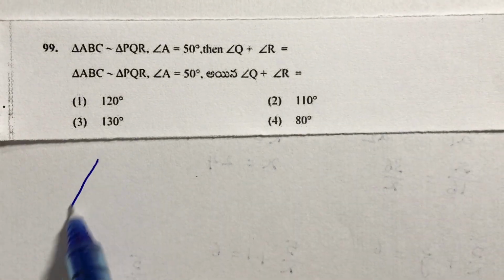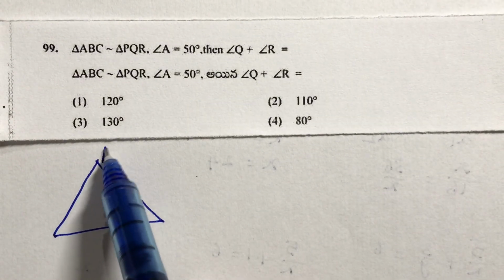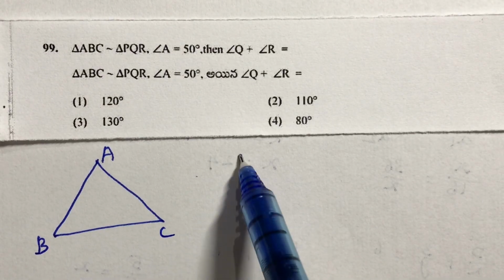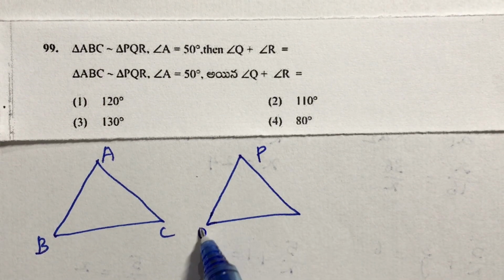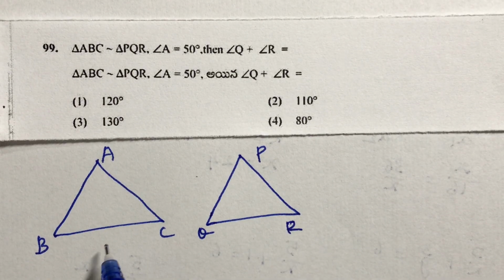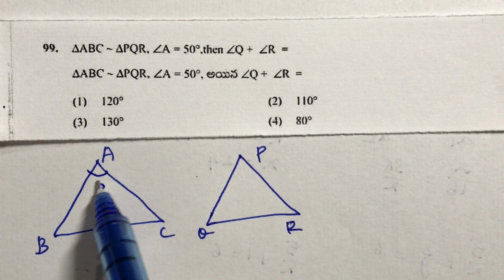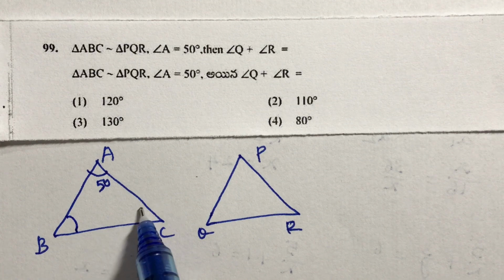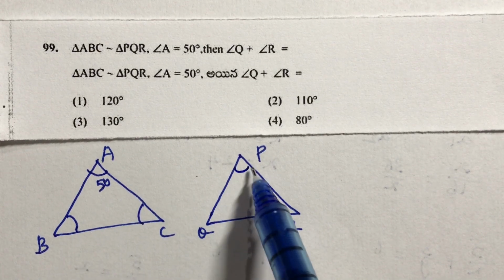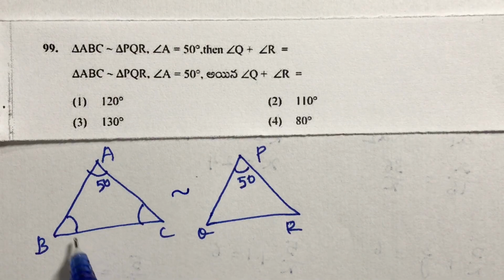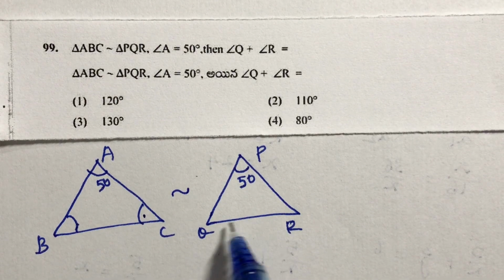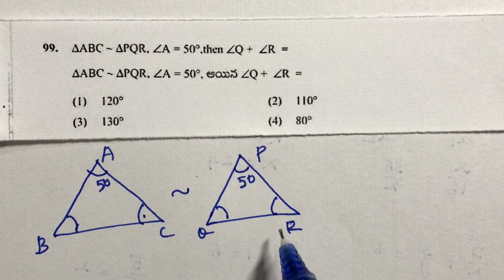Triangle ABC is similar to triangle PQR. So if the triangles are similar, corresponding angles will be equal. So here A is 50. We don't know B and C, but angle P also will be 50. Corresponding angles will be equal. So B plus C will be 130. So Q plus R also will be 130.